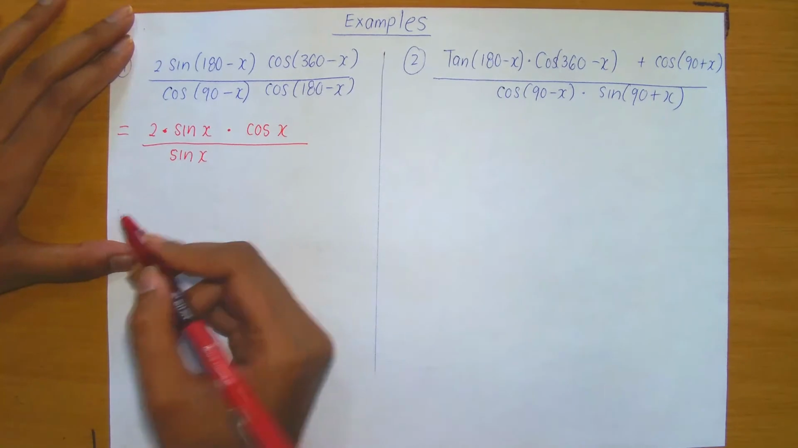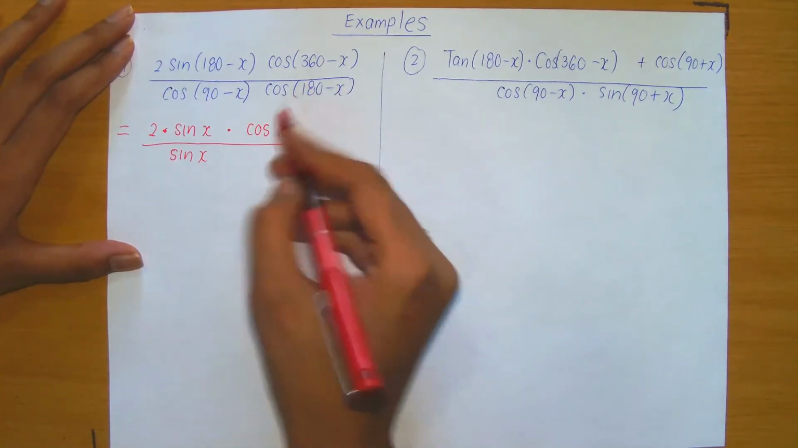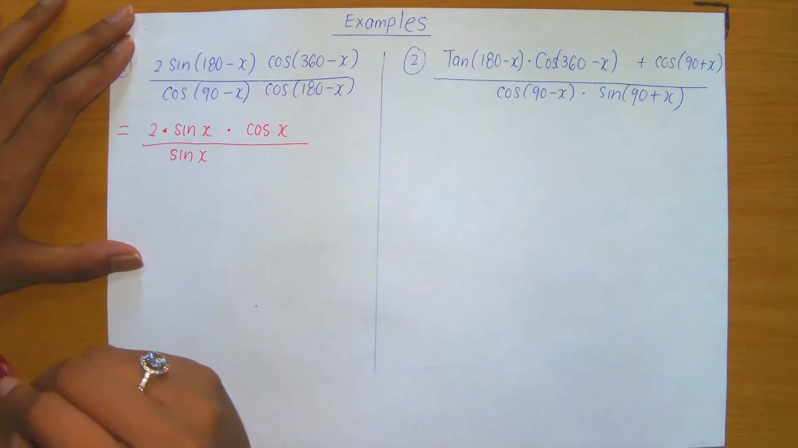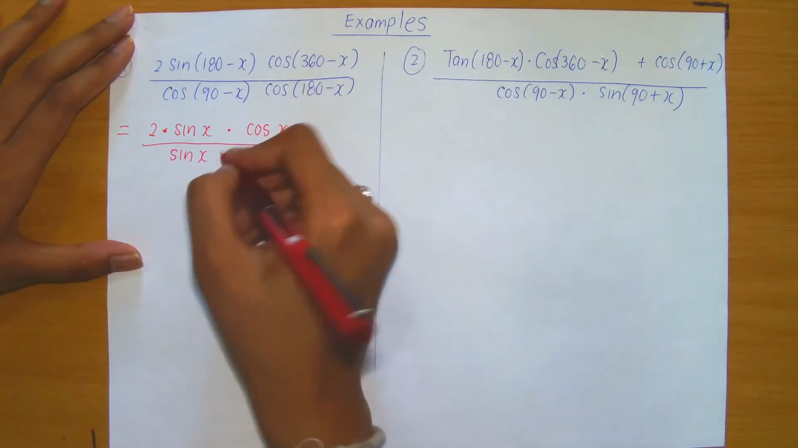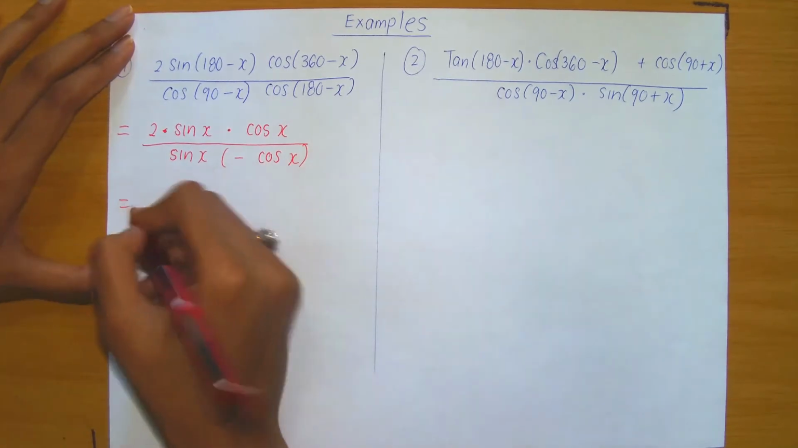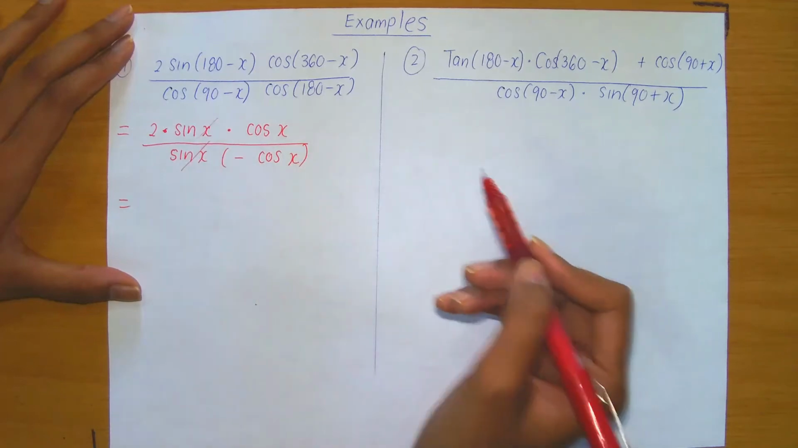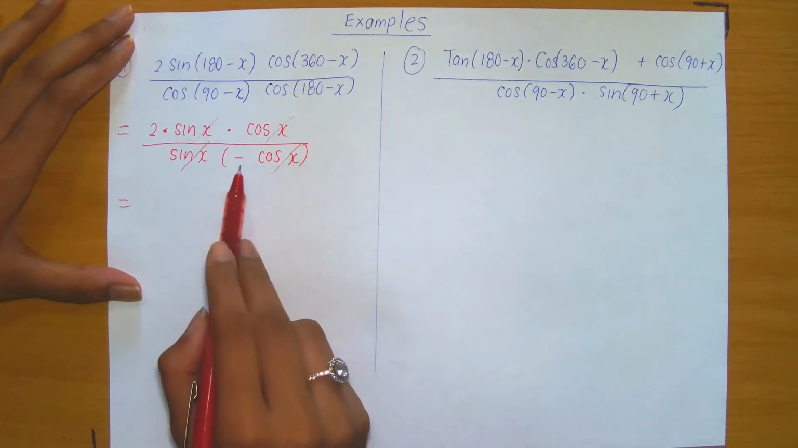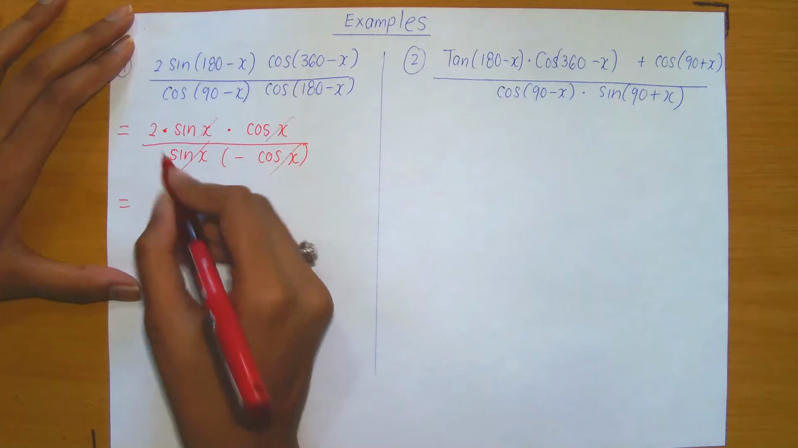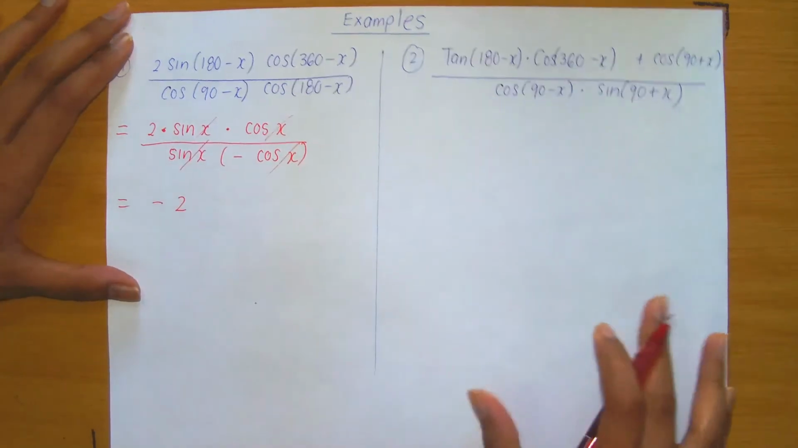Cos of 180 minus x, this is in the second quadrant. By reduction, we know this is going to give us a negative answer. So we get back negative cos x. We now can simplify. Observe that sine of x cancels, cos of x also cancels, but we have a negative in the denominator, so we've got 2 divided by minus 1, which is negative 2.